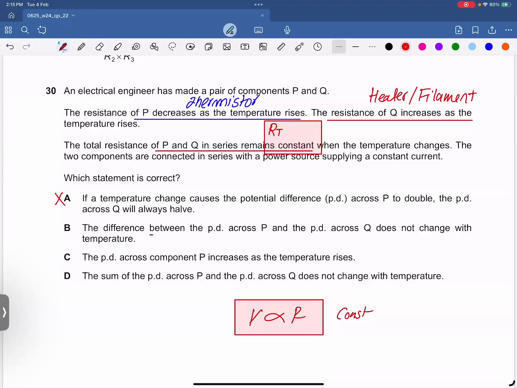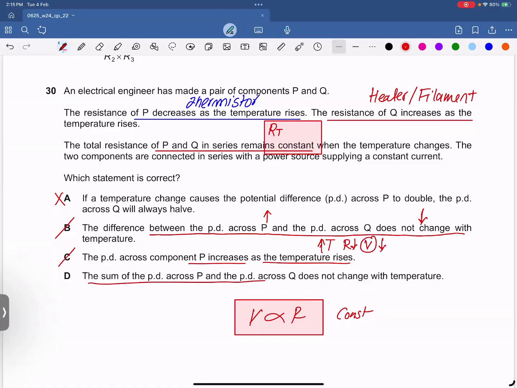B. The potential difference across P and Q does not change. No. P will increase and Q will decrease. The PD across P increases as temperature rises? No. As temperature rises, its resistance will decrease, so the PD will decrease. Also wrong. The sum of the PDs will not change. Yes, I already told you, because total resistance doesn't change. A good question. Option D.